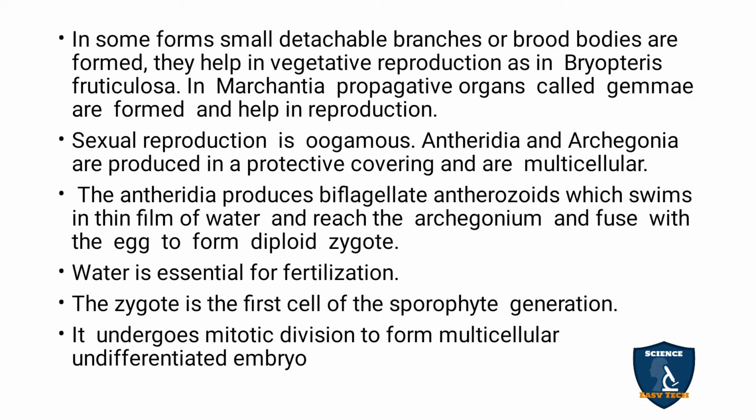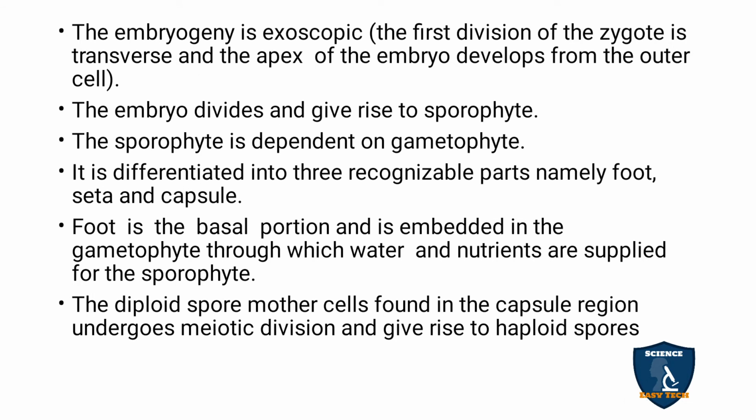Sexual reproduction is oogamous, with archegonia and antheridia, and they are protected by a multicellular wall layer. Water is needed for this, as the antherozoids swim; fertilization takes place in the water. The antherozoids have flagella and swim in the water and reach the archegonia, where fertilization takes place and forms a diploid zygote. Then the sporophytic generation starts, and the zygote is the first sporophytic cell. It undergoes various divisions to form the embryo. The embryogeny is exoscopic, that is, the first division is transverse.